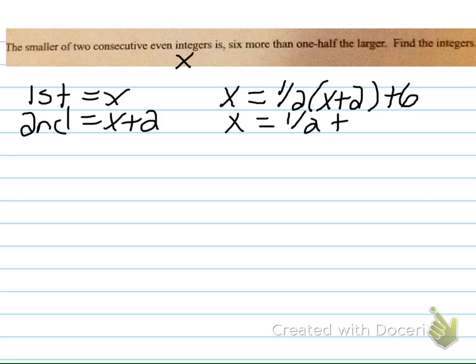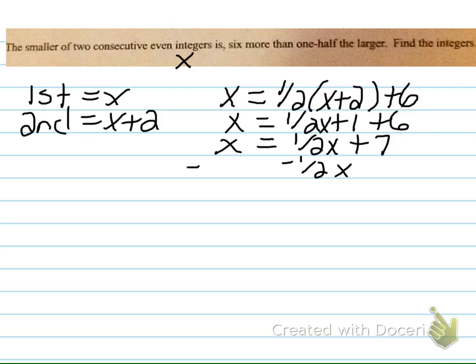1/2 x plus 1 plus 6, and then we'll combine like terms to get x equals 1/2 x. Oops, and I see I left an x out up here, so we'll squeeze that in. Plus 7. 1 plus 6 is 7. Okay, now I'm going to get rid of the x on this side so I can get it on just one side. Minus 1/2 x. There we go. And that's going to leave me here with 1/2 x equals 7.